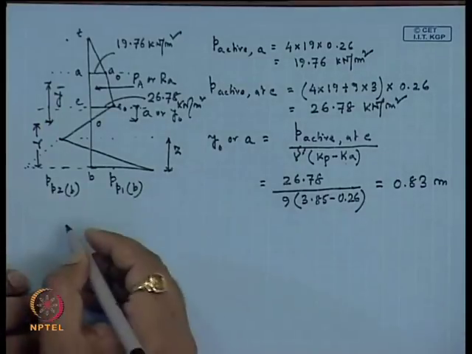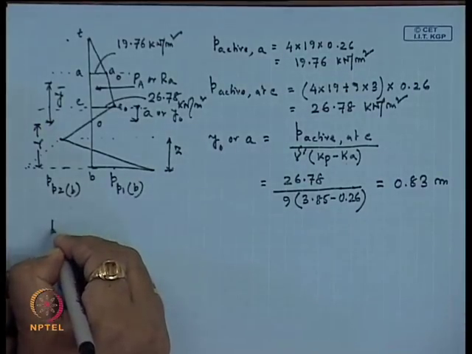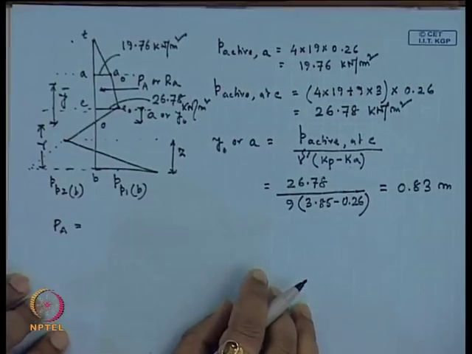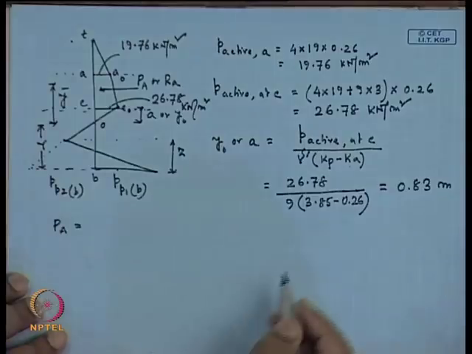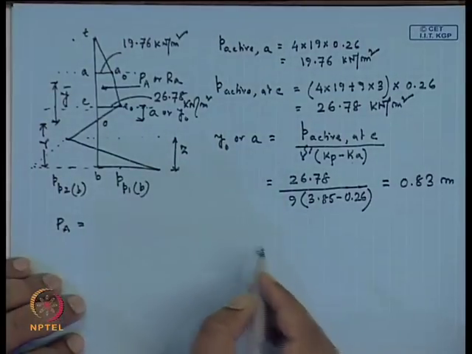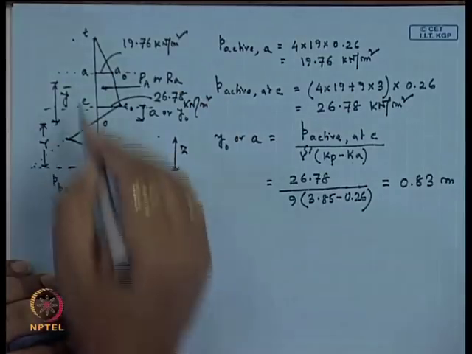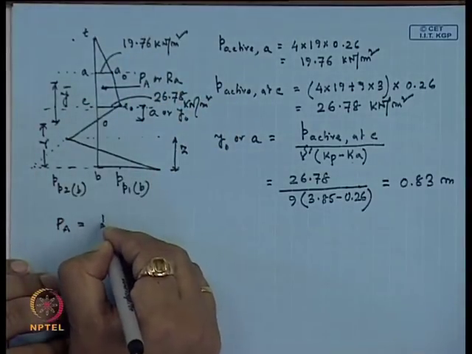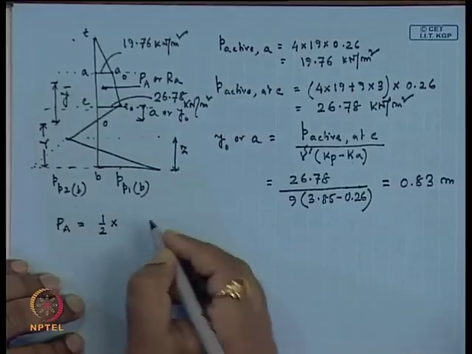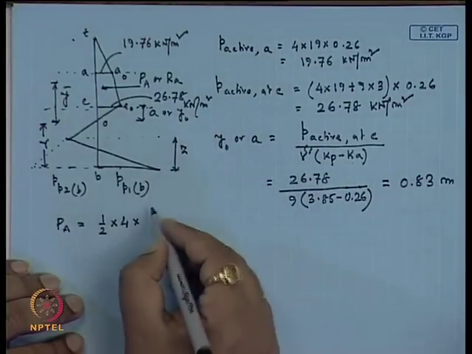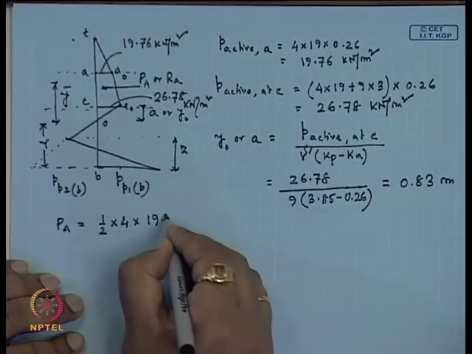Now, we will calculate this P A or R A value. This P A, total active force due to this area, we can calculate, first we will consider this triangle T A A 0. So, for this triangle total force is half into height, 4 meter, into the force that is 19.76.